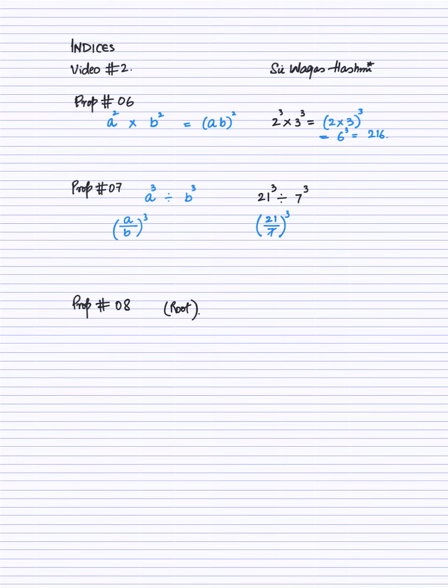So it is very easy to solve now. 7 1s are 7, 7 3s are 21. So now you are left with 3 to the power cube and that equals 27. So that is your answer.